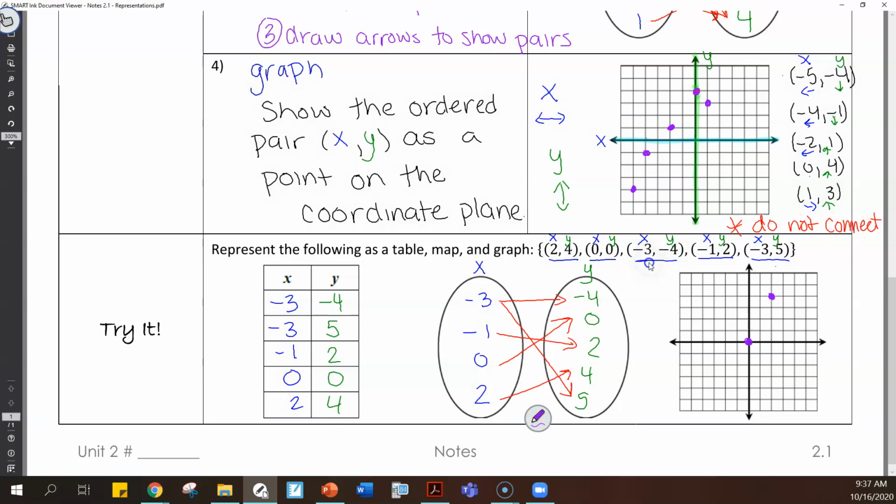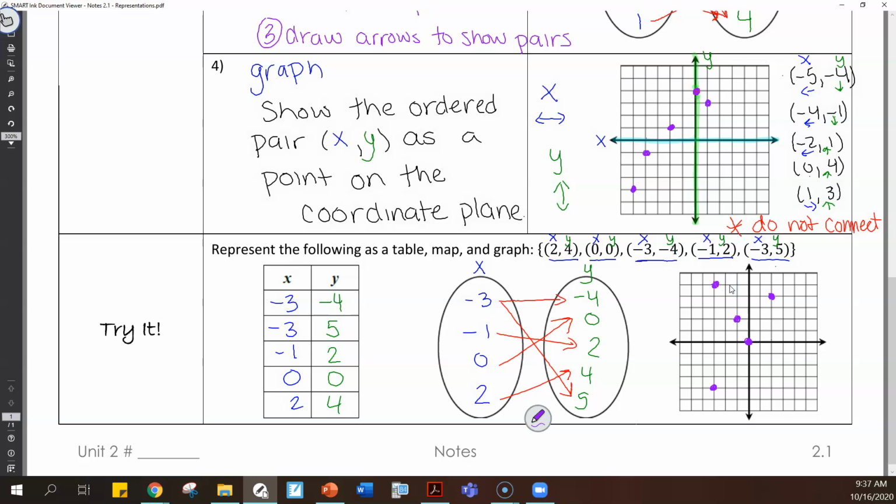(-3, -4). My X value tells me to go 3 to the left. My Y value tells me to go 4 down. (-1, 2). -1, 1 to the left, and 2 up. And (-3, 5). 3 to the left, and 5 up. Okay. So I've got (2, 4), I've got (0, 0). I've got (-3, -4), (-1, 2), and (-3, 5).